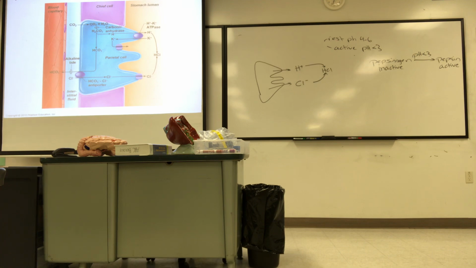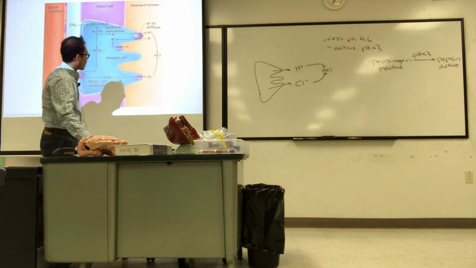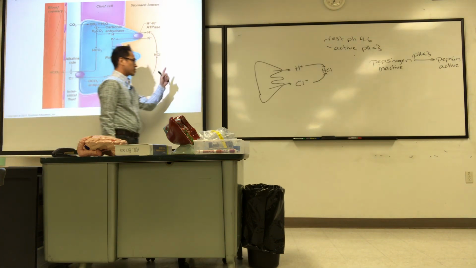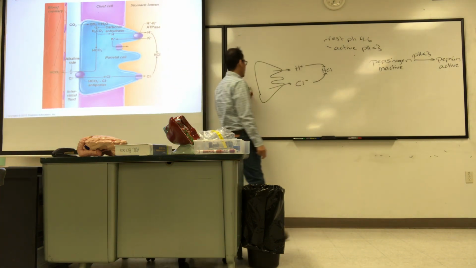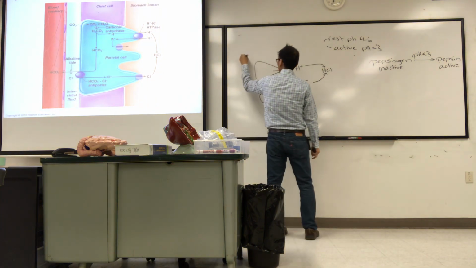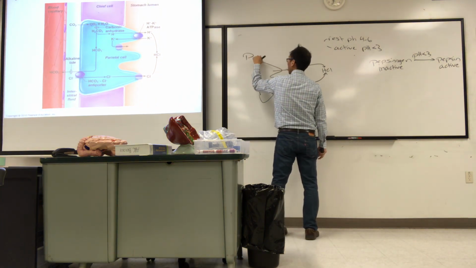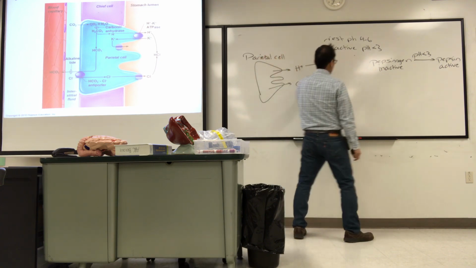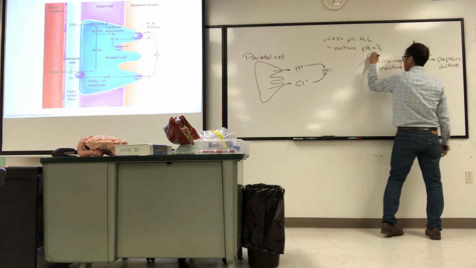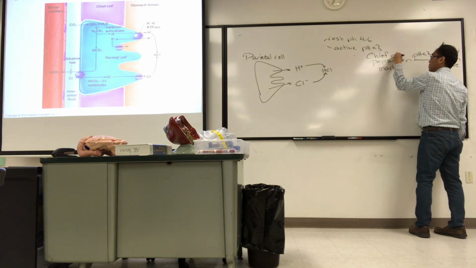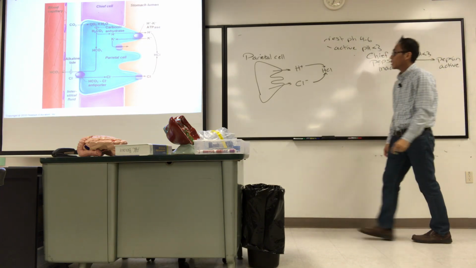Well, anyways, this alkaline tide, that bicarbonate is very important. It'll help neutralize some of the stomach acid to protect the lining of the stomach. So, anyways, this is the parietal cell. Remember, the pepsinogen is secreted by the chief cell. So don't confuse that.